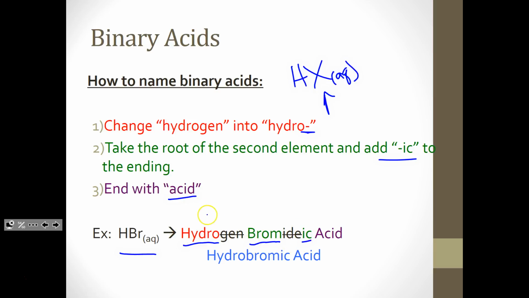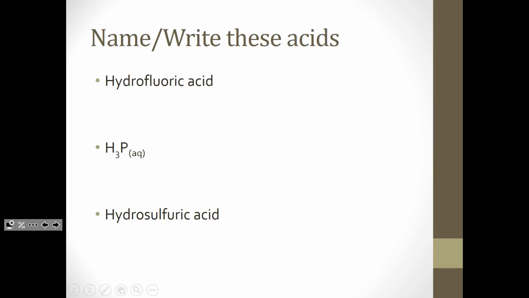And we're going to take all three of those parts, this first part, this second part, and this third part, and put them all together to create the word hydrobromic. And then we're going to end with the word acid. And that's how you do that. You just do those three steps right there. So let's take a look at some examples. Let's take a look at naming and writing all together.